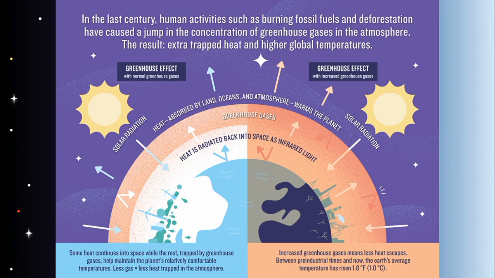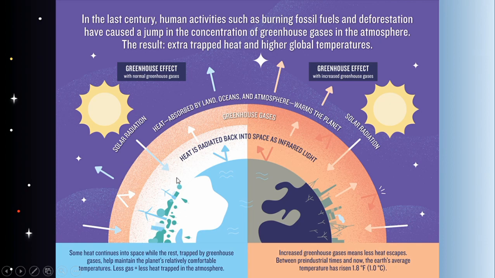So we have here two scenarios. The first one is greenhouse effect with normal greenhouse gases and greenhouse effect with increased greenhouse gases. So let's start first here in the left side. So solar radiation coming from the sun is absorbed by land, oceans, and atmosphere that warms the planet. So some of the heat is radiated back into space as infrared light. As some heat continues into space while the rest, trapped by greenhouse gases, help maintain the planet's relatively comfortable temperature.